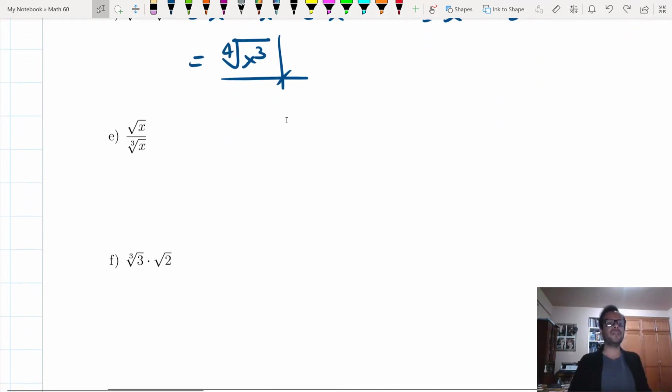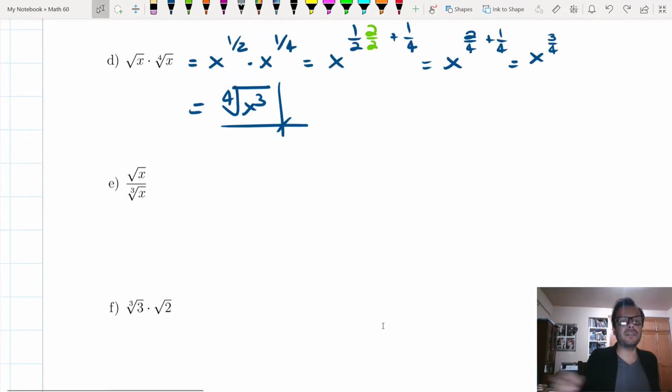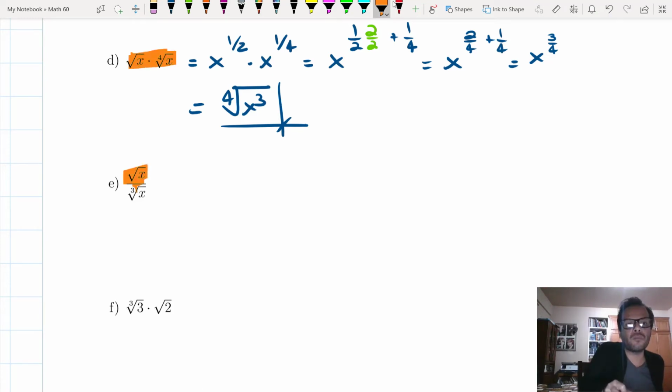Let's do another one very similar. All right. So in this case, letter E is going to be very similar to letter D, right? Do you see the similarities right here? This is a product and this is a quotient. We are going to do exactly the same process, but we are going to apply the laws of exponents so that instead of a plus, we're going to minus the exponents. So let's see how it's going to work.